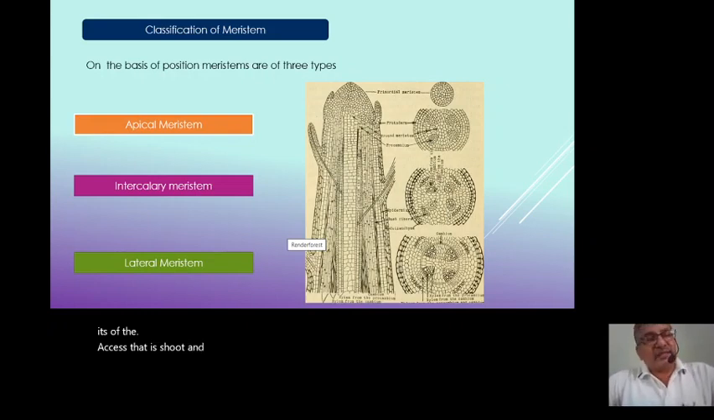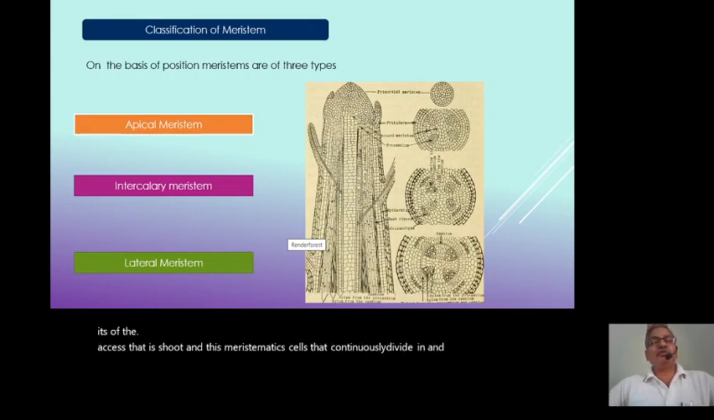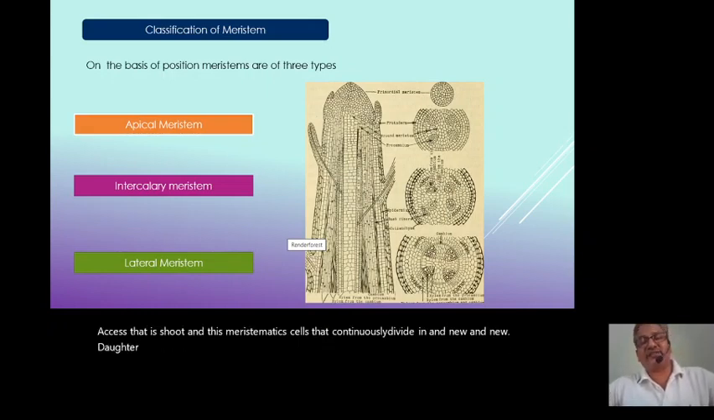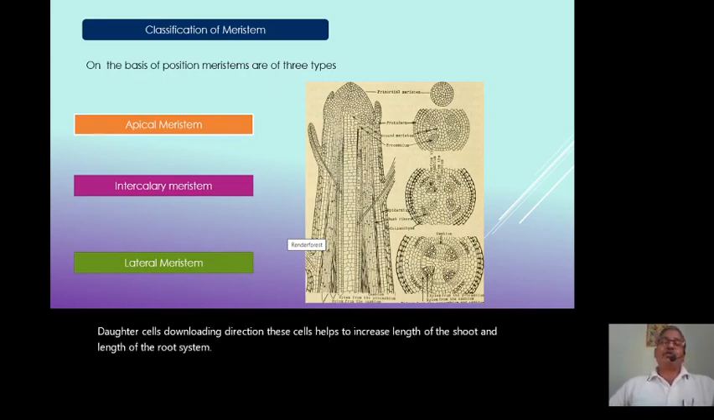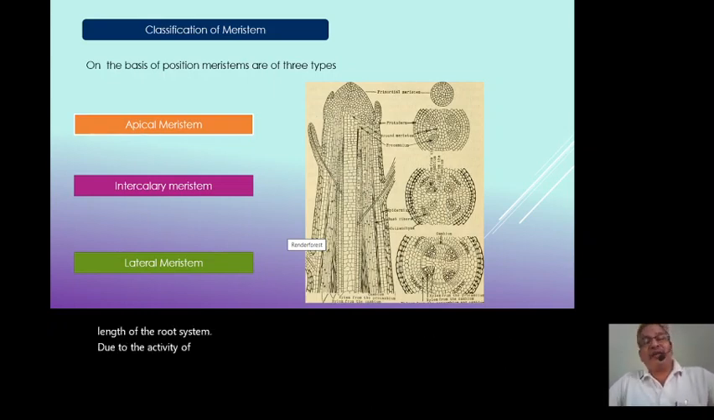These meristematic cells are continuously dividing and adding new daughter cells downward in direction. These cells help to increase the length of the shoot and the length of the root system. Due to the activity of apical meristem, the height of the plant body increases.